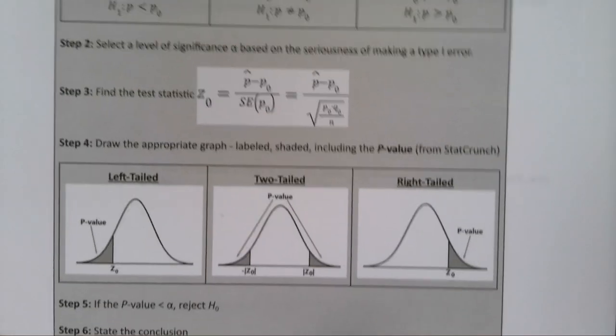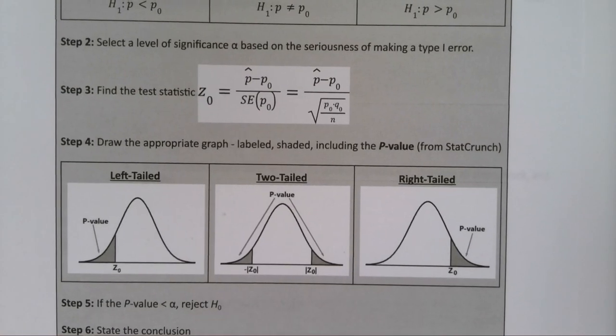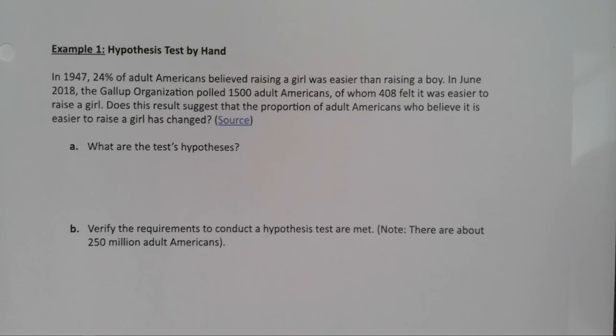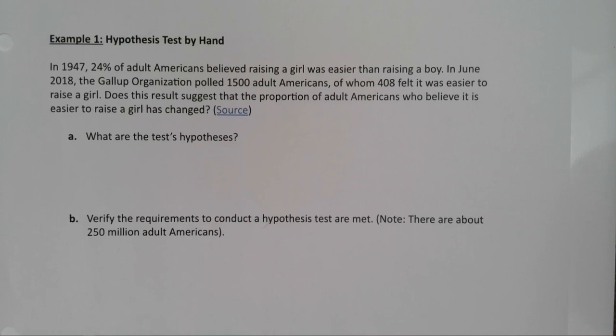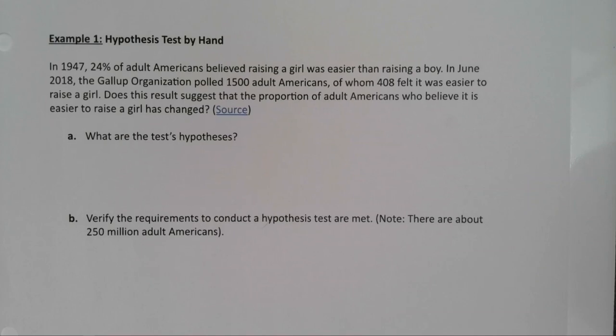And of course, it's all well and good to look at these, but let's actually do one. Okay, so in 1947, 24% of adult Americans believed raising a girl was easier than raising a boy. In June 2018, the Gallup organization polled 1,500 adult Americans, of whom 408 felt it was easier to raise a girl. Does this result suggest that the proportion of adult Americans who believe it is easier to raise a girl has changed? All right, so we're going to begin with the hypotheses.